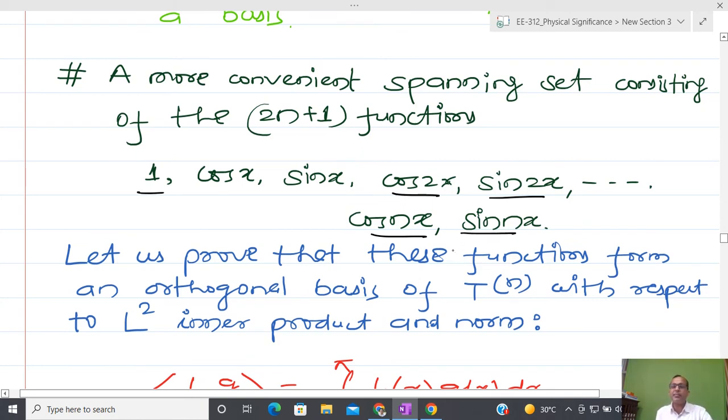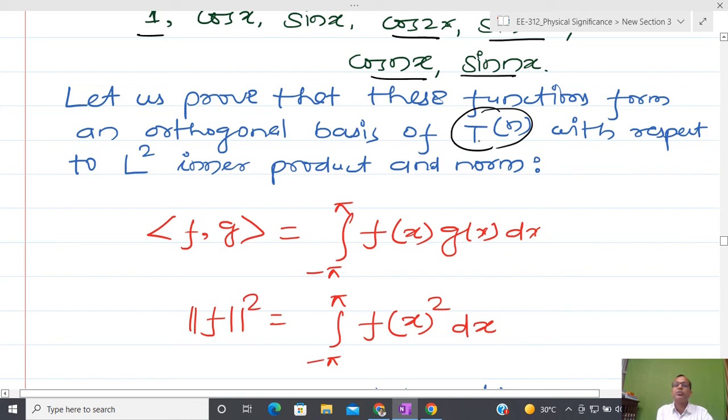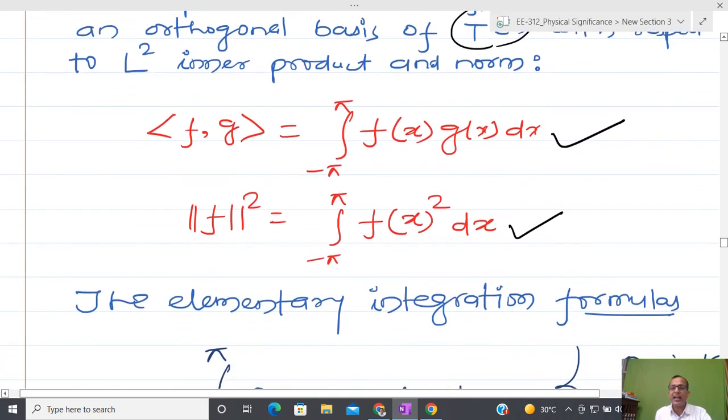Since this is an n dimensional space, it is possible to show that if I select these 2n plus 1 functions, using these 2n plus 1 functions I am able to express any element inside that space. So the dimension of this space is 2n plus 1, because dimension is the number of elements inside that basis. Again, I am going to define the L2 inner product. So the L2 inner product I have defined like that. The norm is also required for me, and due to that reason I have defined the norm.